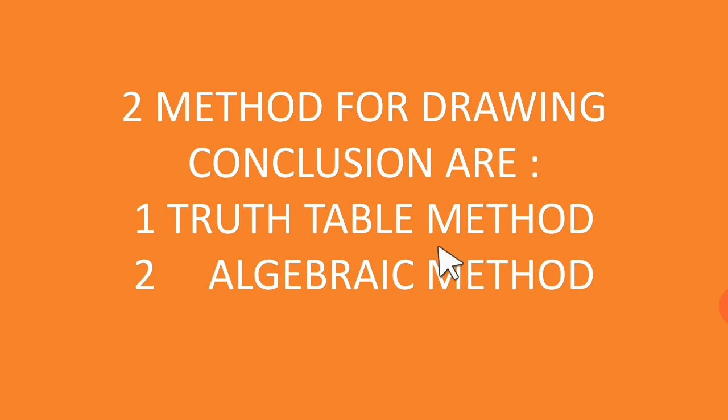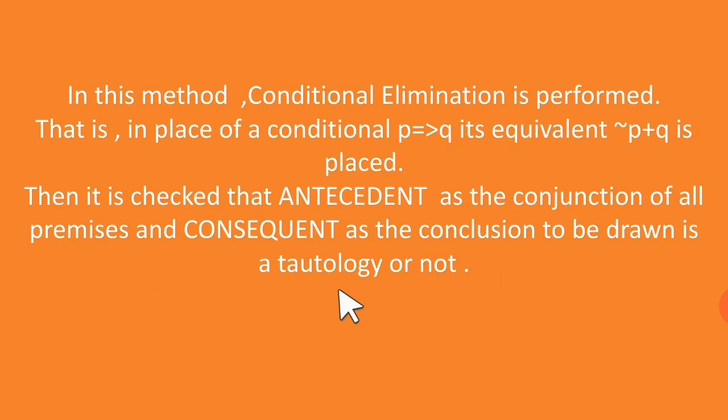Two methods are there. One is the truth table and the other is the algebraic method, and we are going to discuss the algebraic method. In this method, the most important thing is that conditional elimination is performed. That is, in place of a conditional P conditional Q, its equivalent not P plus Q is placed. Then it is checked whether the antecedent, the conjunction of all the premises, and the consequent, the conclusion to be drawn, form a tautology or not.